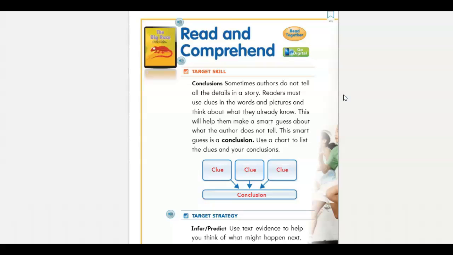So this week, we will use a chart like the one below to talk about our story, The Big Race. So you can use the clues and pictures that you see in a story to help you make a smart guess to form a conclusion. We can also use text evidence to help us think of what might happen next. This can be called inferring or predicting.